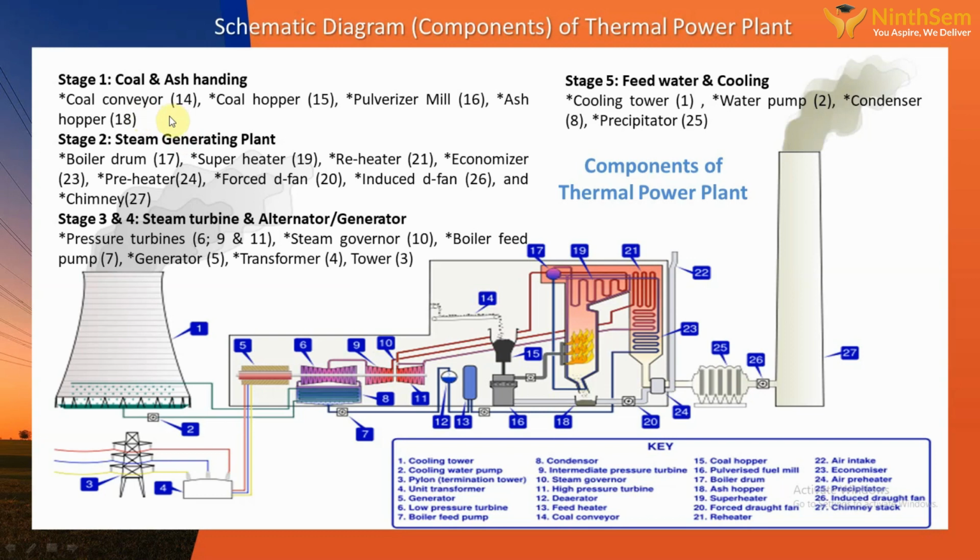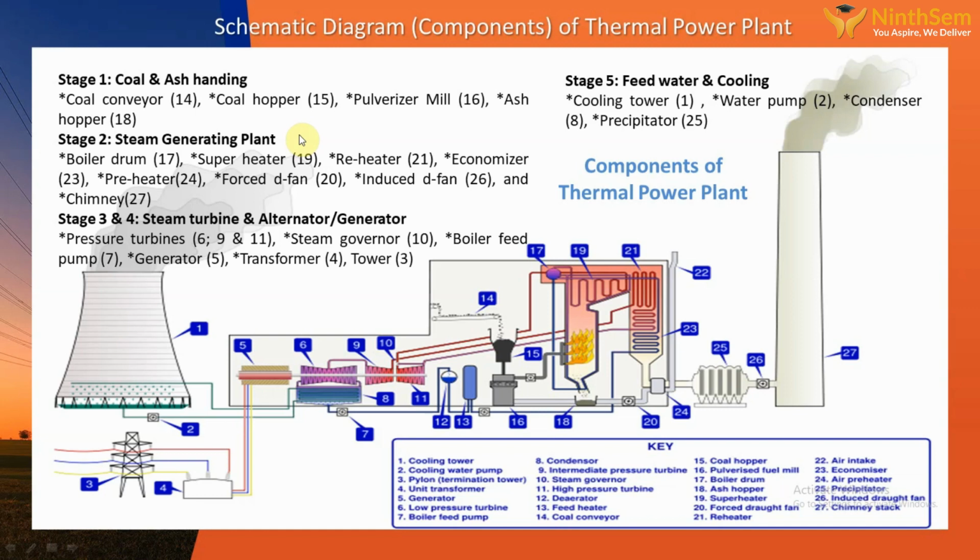The second stage is the steam generating plant, which is the boiler. So boiler drum, superheater, reheater, economizer, preheater, forced draft fan, induced draft fan, and the chimney. These all come under stage 2, the steam generating plant called the boiler.